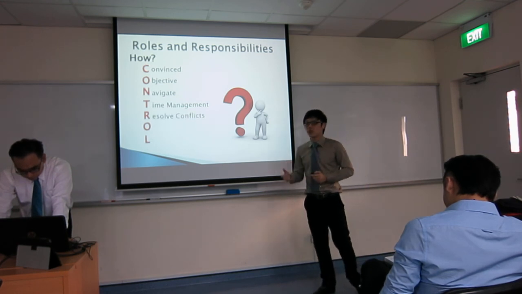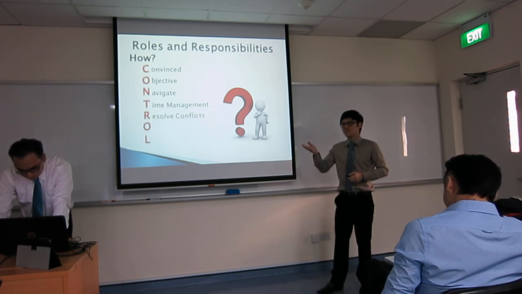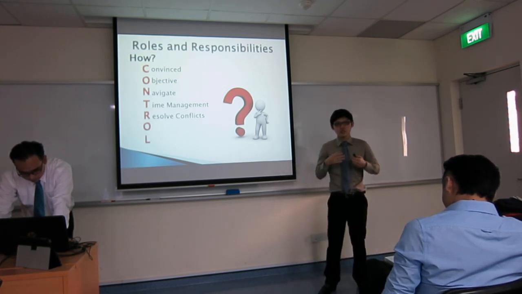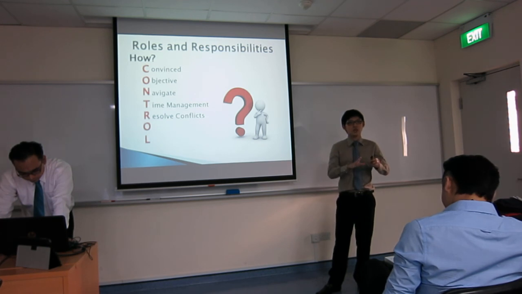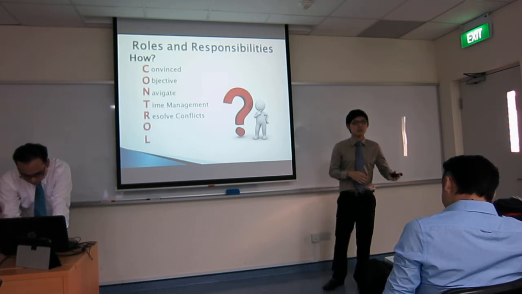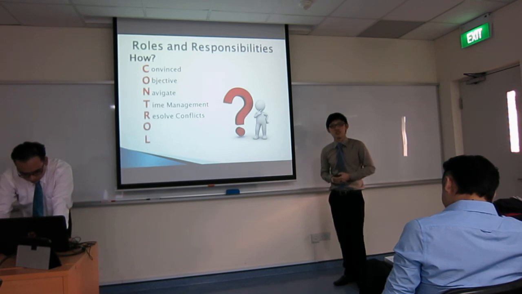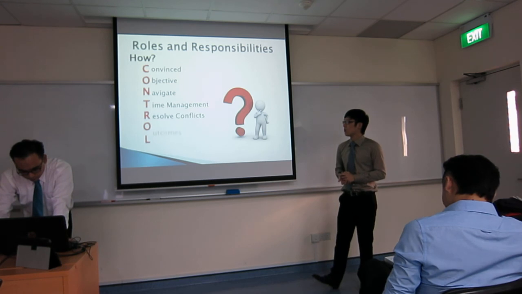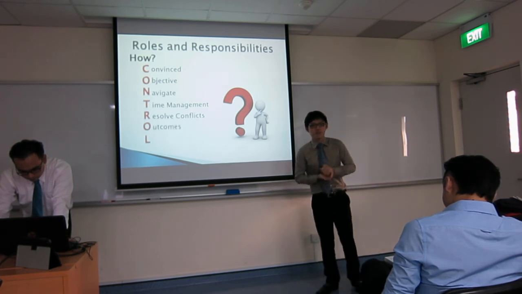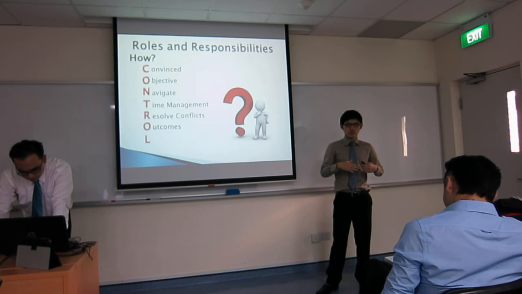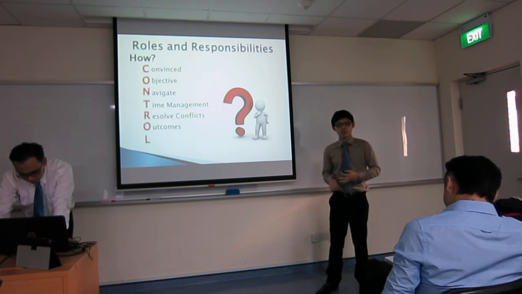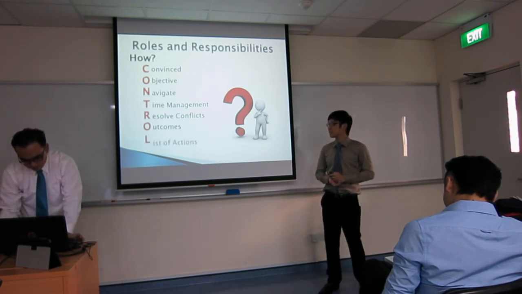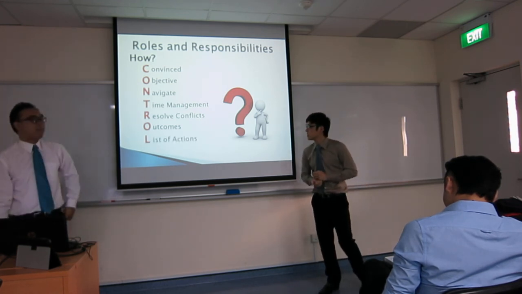R stands for resolve conflict. As Victor said just now, there's a conflict in the meeting. So she's supposed to stop the argument between the members and allow other members to give their opinions or suggestions, and then come up with win-win solutions. O stands for outcome. After the discussions, she should summarize the outcome of the discussions, and then make sure that a decision is made. And lastly, L stands for list of actions.